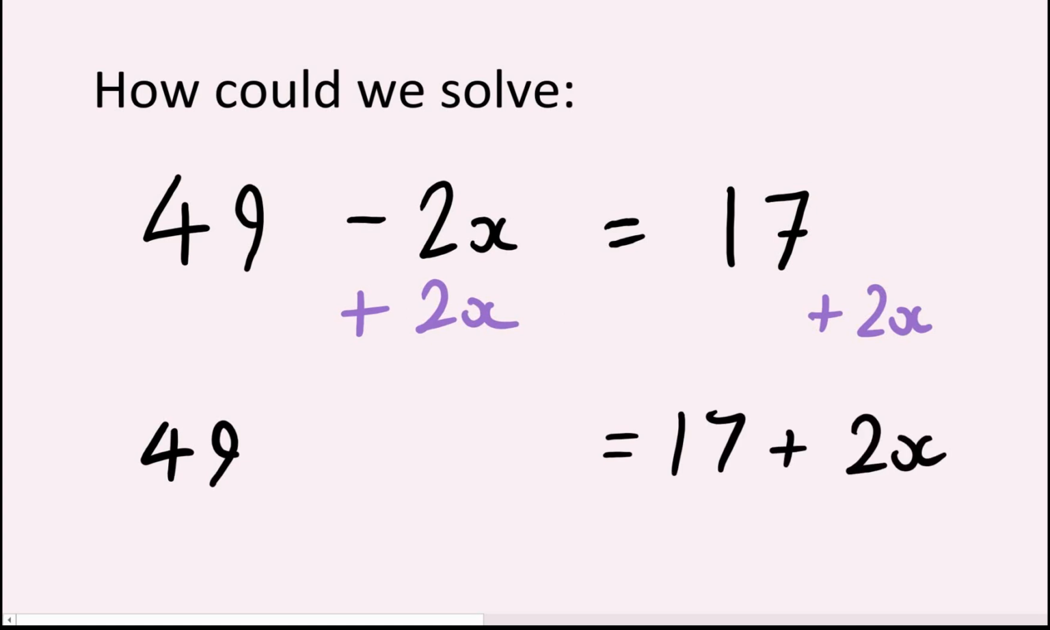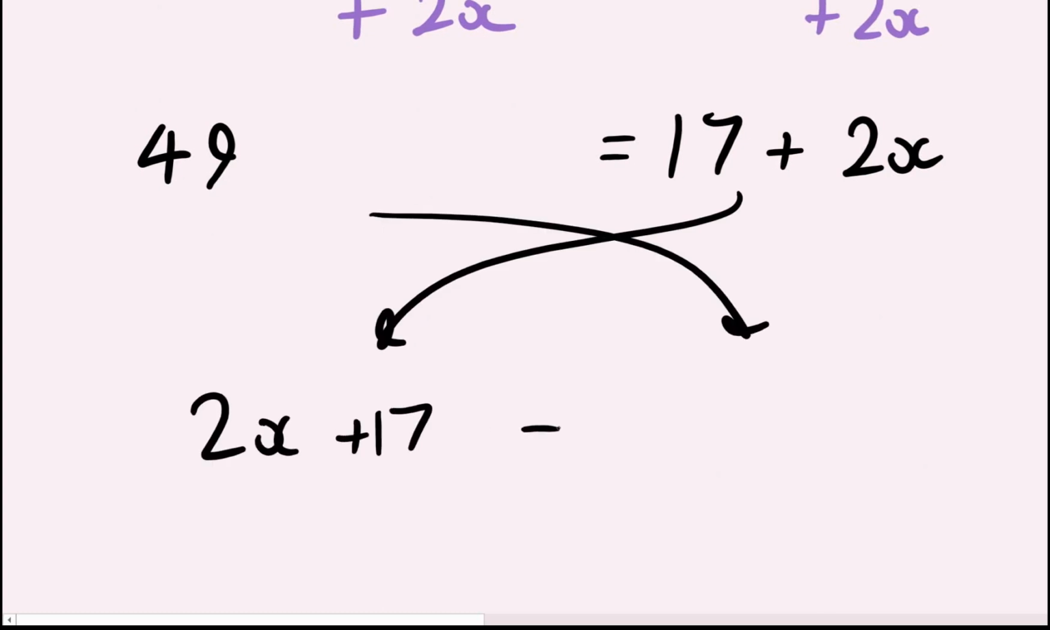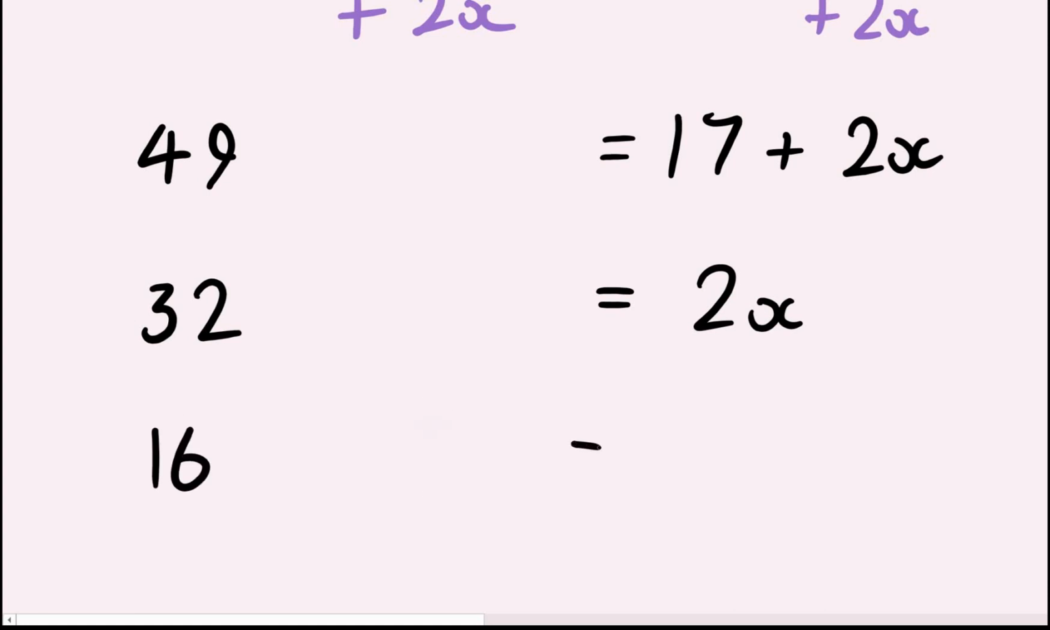Okay, and now this is an ordinary equation. Keep in mind you'd normally see it written the other way around: 2x plus 17 equals 49, but it's the exact same thing. I'm not going to bother to do that. I'm just going to solve this with the x on the right hand side. So get rid of the plus 17. Opposite of plus 17 is minus 17. So 49 take away 17 gives me 32. So 32 equals 2x. I've got 2x, so I need to halve this. Half of 32 is 16, and that's what x equals.